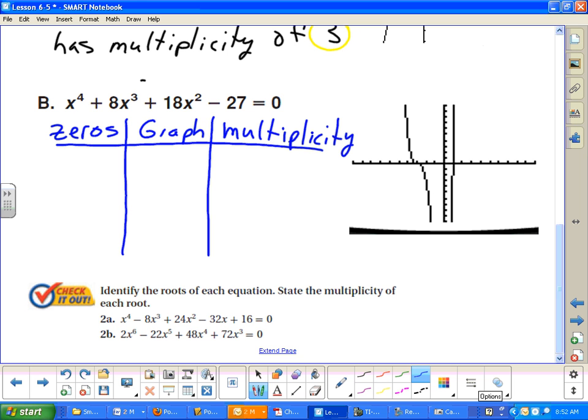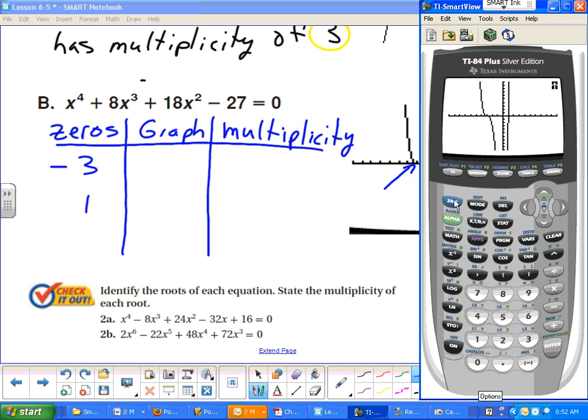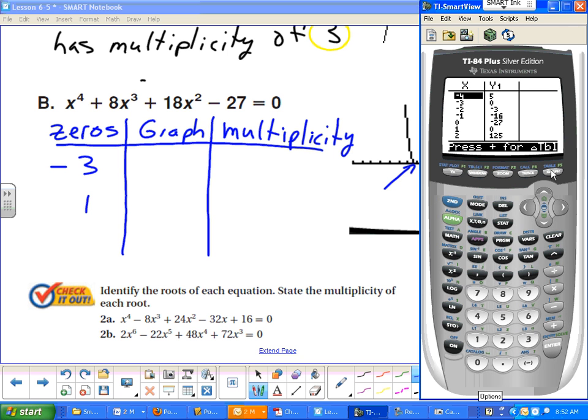All right, Jasmine. Okay, -3 and 1. So we cross the x-axis at -3 here and at 1 there. Okay. We could confirm that by looking at our table. There's a 0 at -3 it equals 0, at +1 it equals 0.